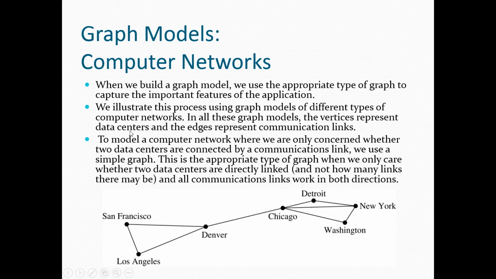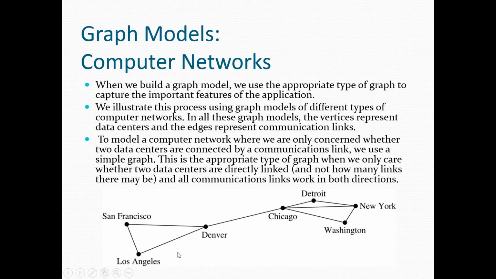Graph models, a few applications of graphs. First of all, computer networks. When we build a graph model, we use the appropriate type of graph to capture the important features of the application. We illustrate this process using graph models of different types of computer networks. In all these graph models, the vertices represent data centers and the edges represent communication links. So to model a computer network where we are only concerned whether two data centers are connected by a communication link, we use a simple graph. This is the appropriate type of graph when we only care whether two data centers are directly linked, and all the communication links work in both directions.